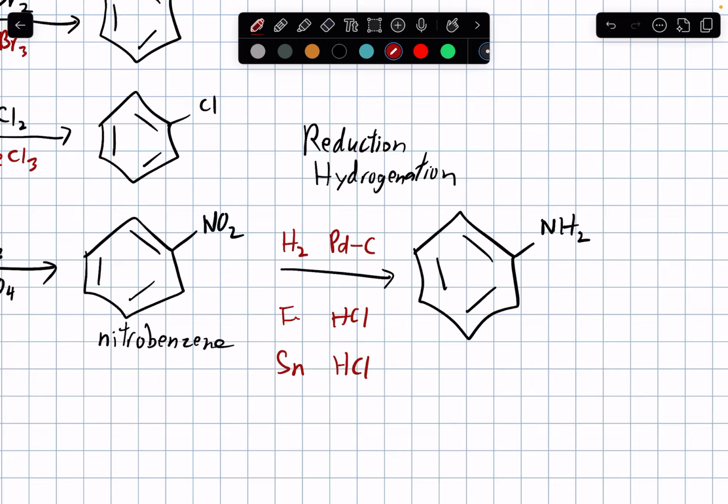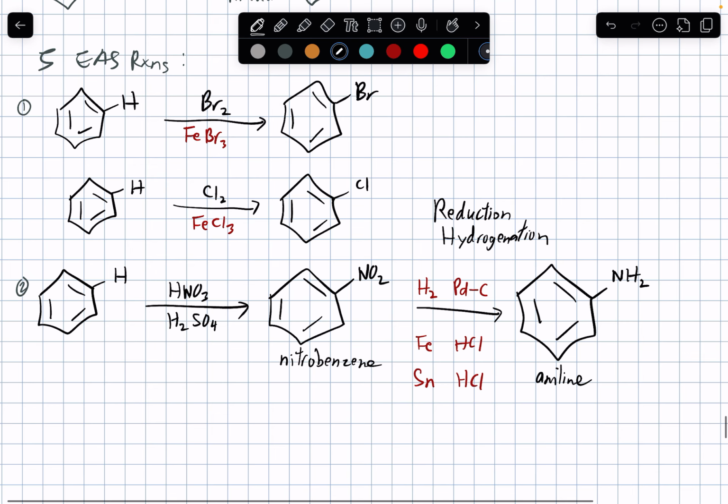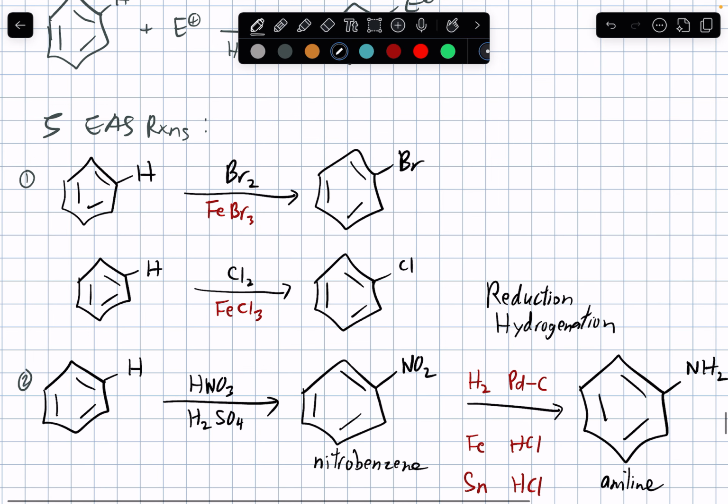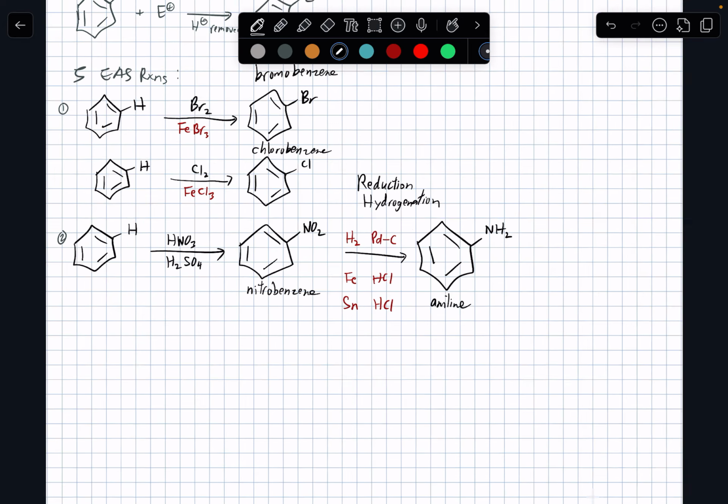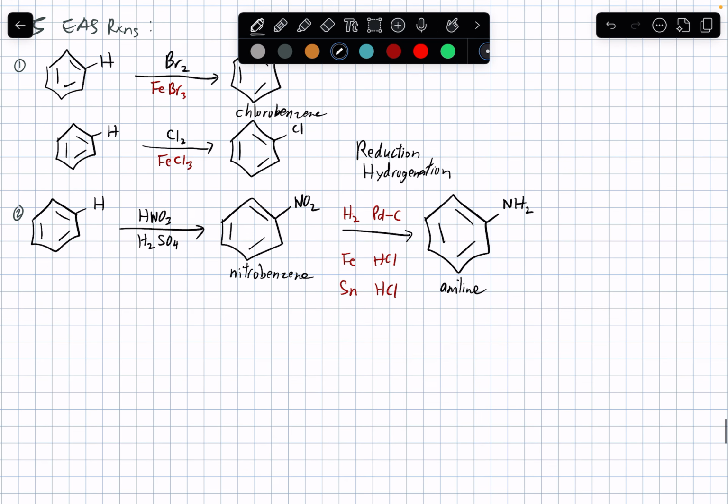Iron catalyzed. So this one is tin catalyzed. So any of these three combinations will do. So you basically involve that with nitrobenzene and you produce aniline. By the way, this one is called bromobenzene. This one is chlorobenzene. Okay, so those are the two reactions.